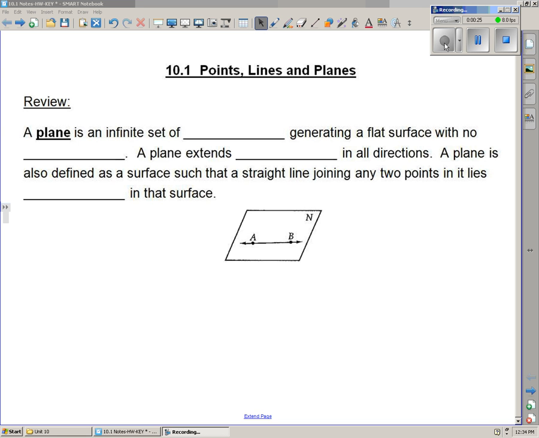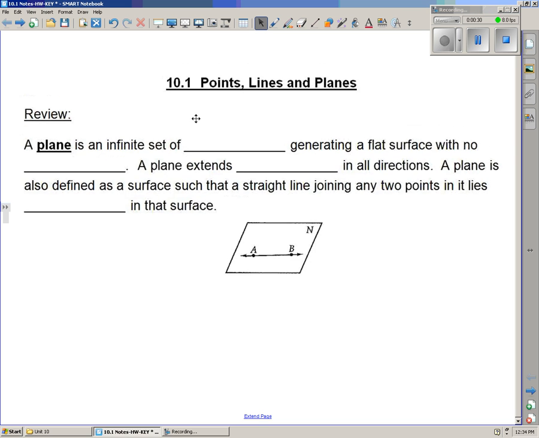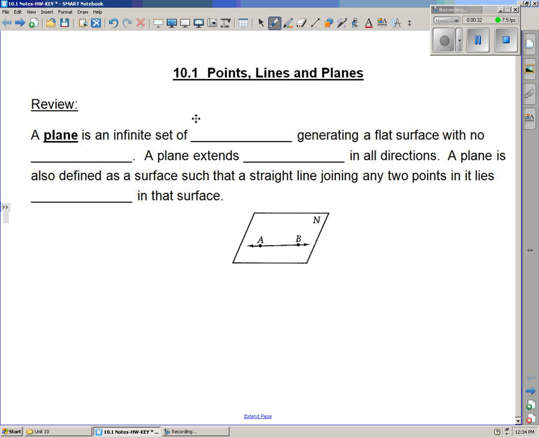So this part should probably be a review for at least the beginning. A plane is an infinite set of points generating a flat surface with no thickness. A plane extends forever in all directions. A plane is also defined as a surface such that a straight line joining any 2 points in it lies entirely in that surface.